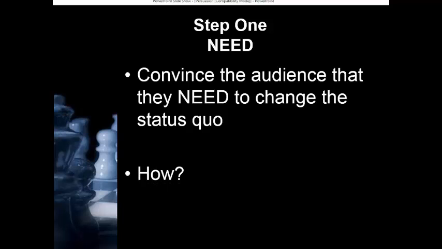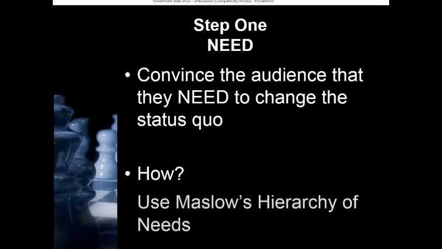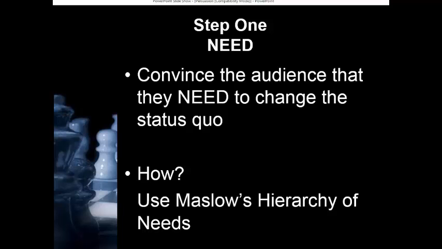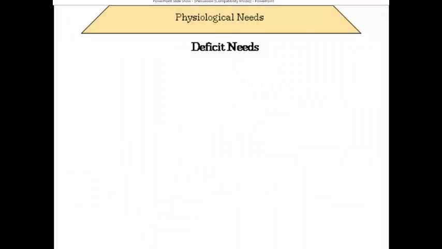So how do you do this? How do you make people believe that they need to change how they are now? Maslow's hierarchy of needs is probably the best tool to use to think about getting people to feel the needs that we have. And Abraham Maslow, a sociologist, psychologist, took a look at what are the needs that all humans have, what are the most basic needs.